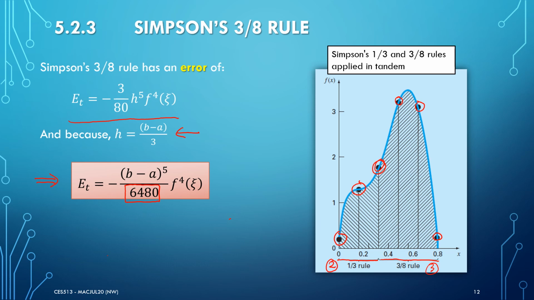So an alternative would be to combine these two rules, so that in this way we could obtain an estimate with third order accuracy across the entire interval.